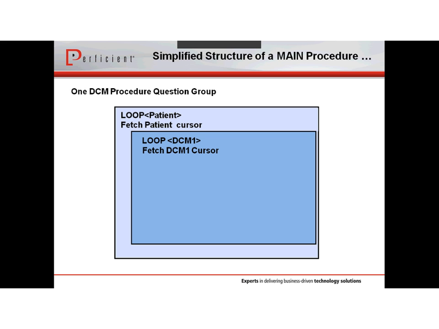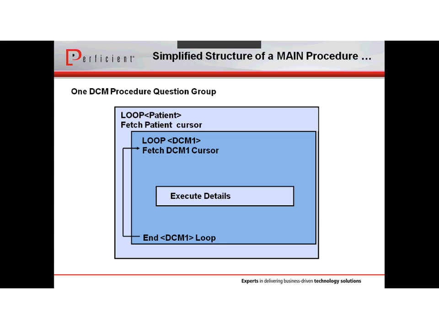Then we do a loop for the first DCM. We fetch the DCM cursor. Then we execute the details. The detail lines, again, are defined on that, I guess it's, well, the second level screen or the first screen of the procedure. When we can't fetch anymore, we execute the details, then fetch the next DCM loop.